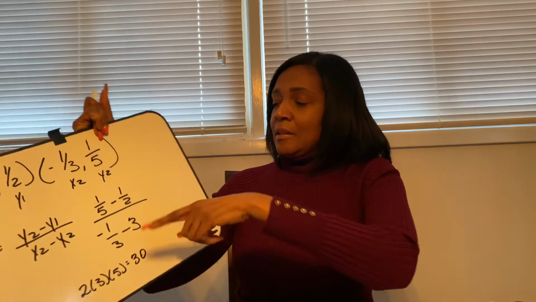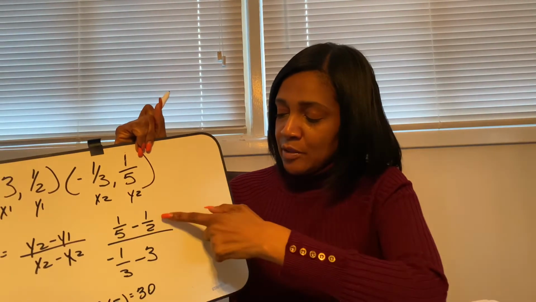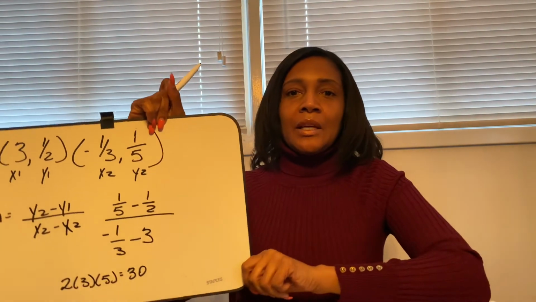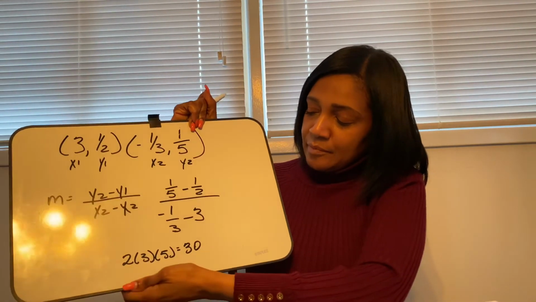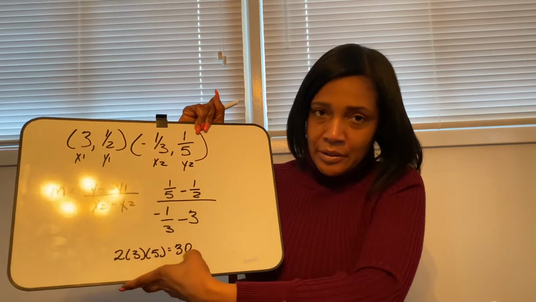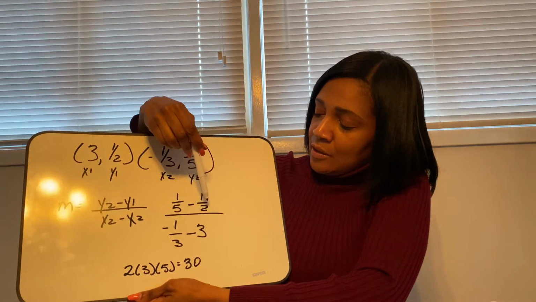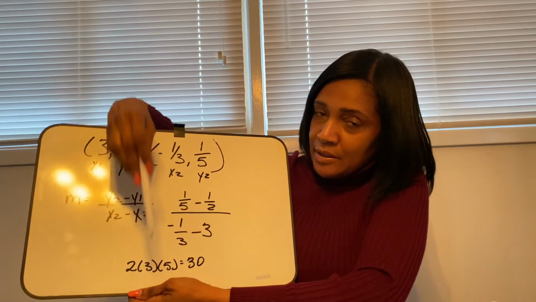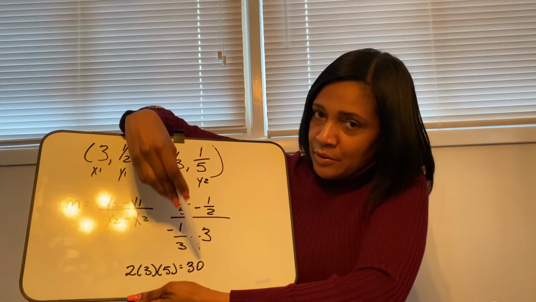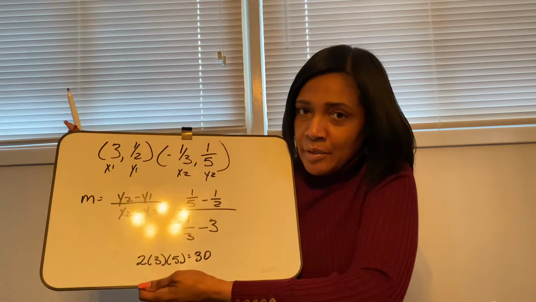So then the next thing you need to do is take your denominators and multiply them one by the other. You're going to have to find a common number. So what I did was take my 2, my 3, and my 5, and I multiplied them. So 2 times 3 is 6, and 6 times 5 is 30. Pretty simple, right? Pretty understandable.